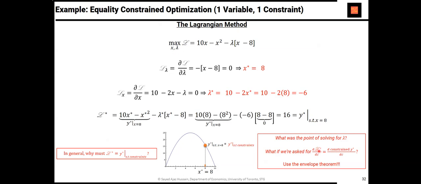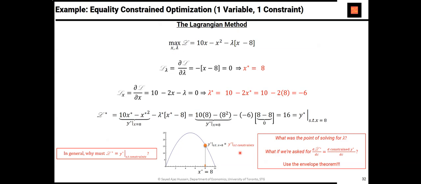So in general, whenever the L function is computed, it will always be equal to the value of the y star, the y, subject to the constraints, exactly as you see over here. So with this now, you can answer the question, why are we solving for lambda? Because this is a constraint optimization problem.